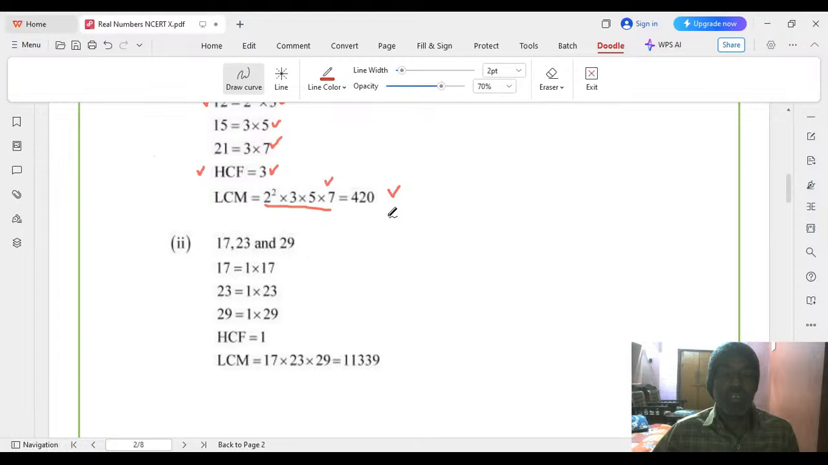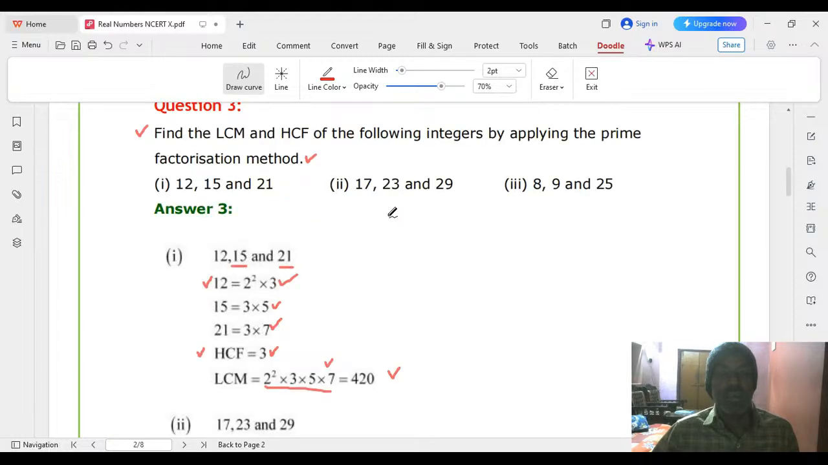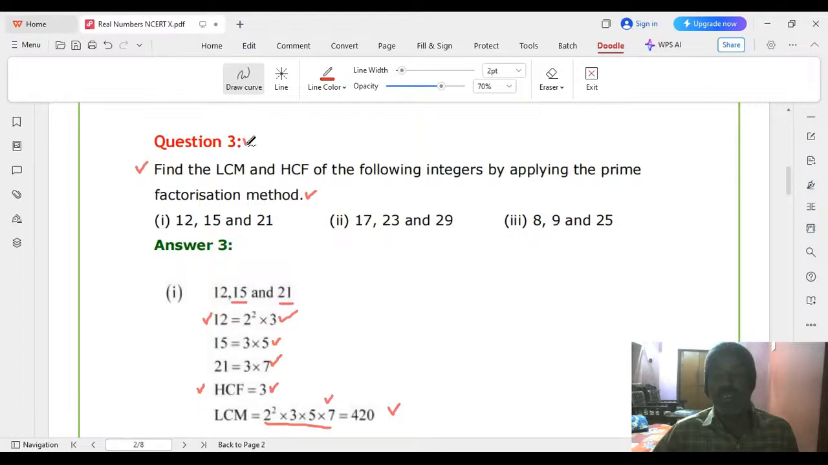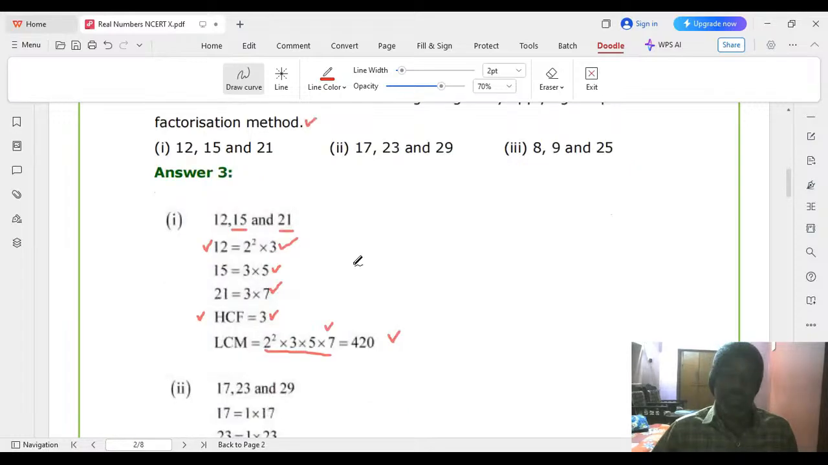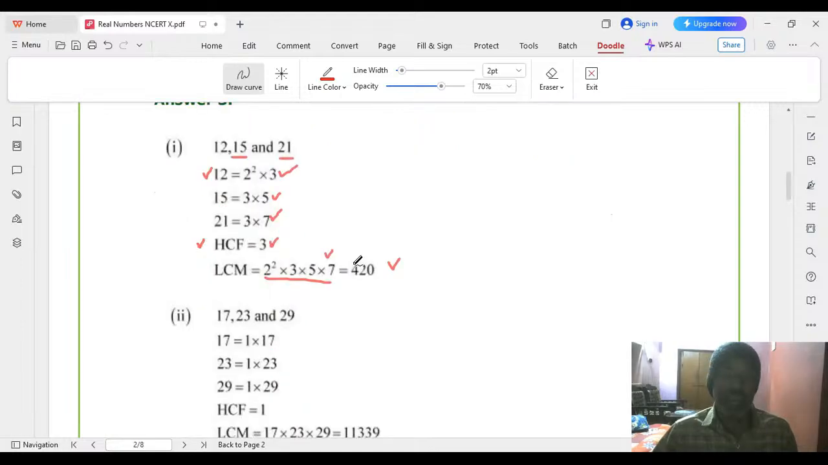Similarly, we can solve the second and third sub-questions of question number 3. Let's see question number 4.